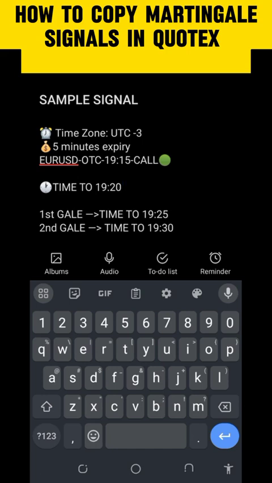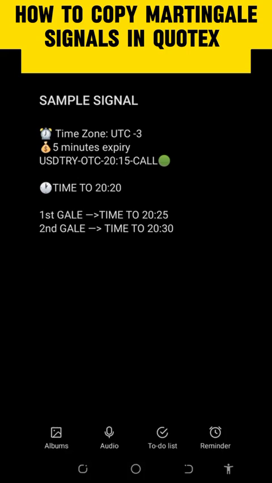I'm going to put another sample signal to demonstrate to you how exactly you pick these particular signals, in quotes, real time. Okay, let's go. So here is an example of a signal, and we're going to take this signal now for you to learn how to do it.